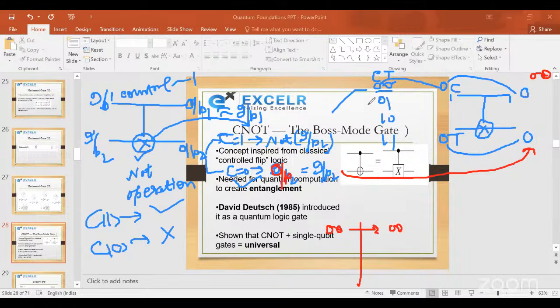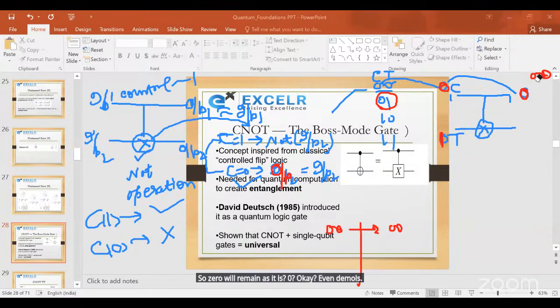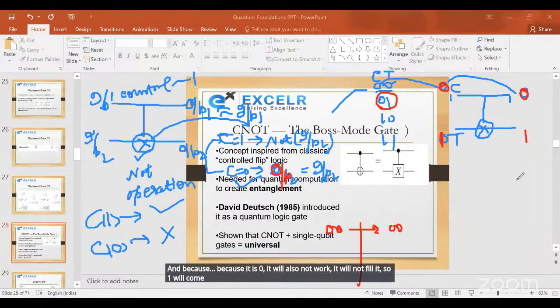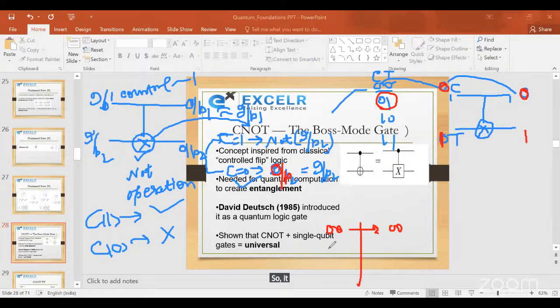Now see the other case, this one. If we place 0 and 1, the 0 in the control will remain as it is, 0. And because the control is 0, the X gate will also not work. So 1 will come as it is. So 0, 1 will also come out as 0, 1. The first is 0, which is output 1, and the second is 1, which is output 2.